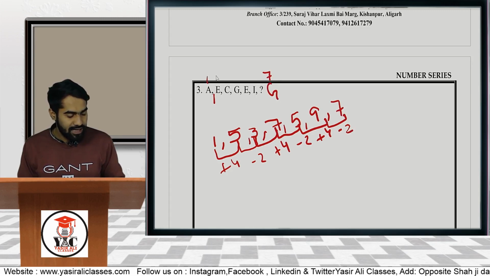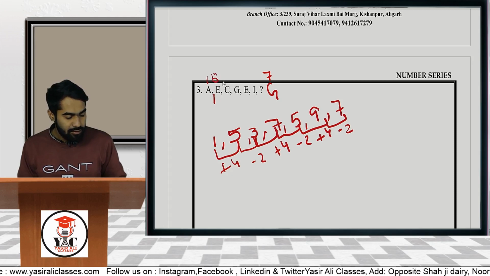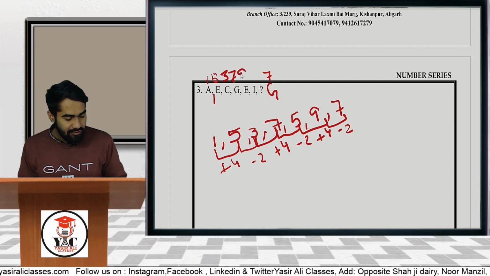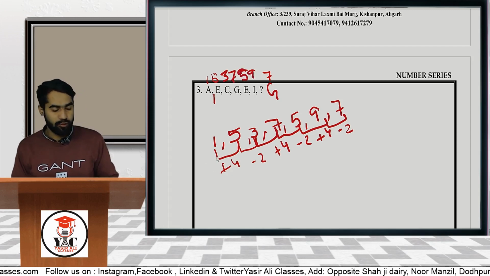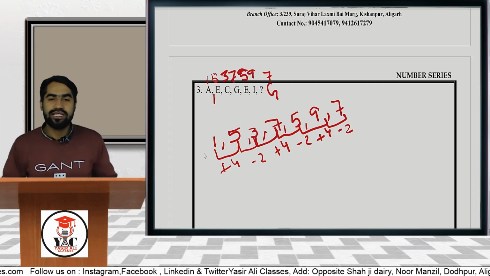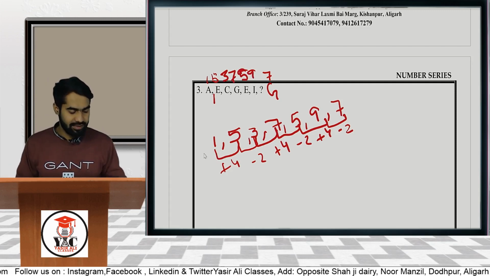A comes on which position? A comes on 1. E comes on which position? E comes on 5. Okay, C is on 3, G is on 7, I is on 9 and E is on 5. So in this manner we can find out easily which letter is coming next in the series.